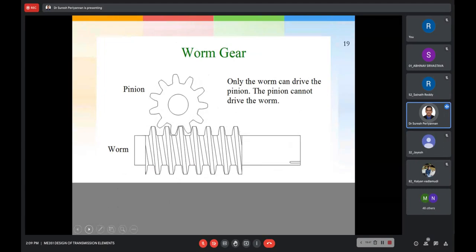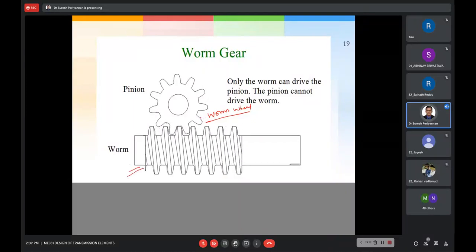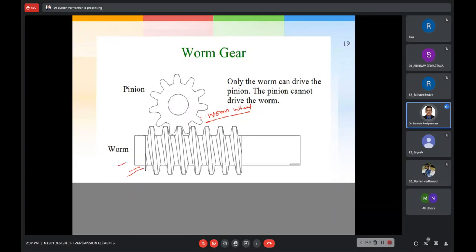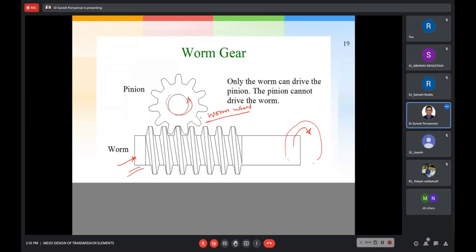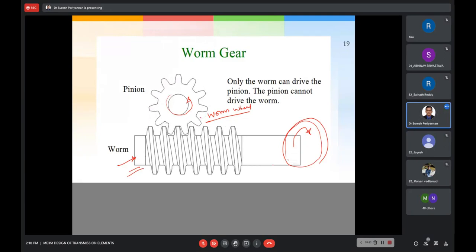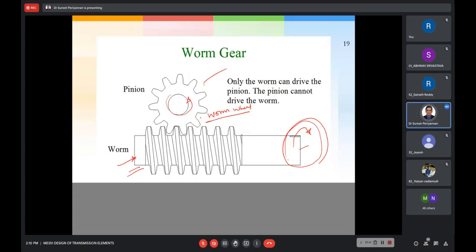Now worm and worm wheel, or worm gear. This is the worm wheel, and this is the worm. The worm gear consists of a worm and a worm wheel. The worm is in the form of a threaded screw; it looks like a threaded screw. We can apply the input power only here, through the worm. We cannot give input power to the worm wheel. The power is transmitted to the worm wheel, but it won't work vice versa. Only one direction: we apply the input power at the worm, and the power is transmitted to the worm gear.